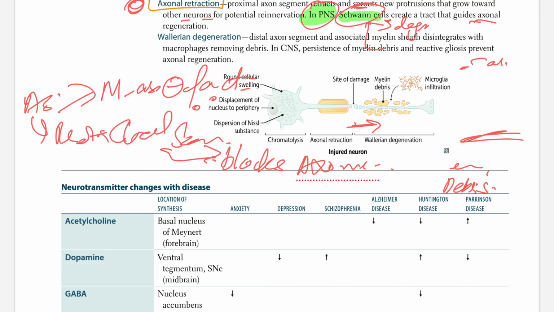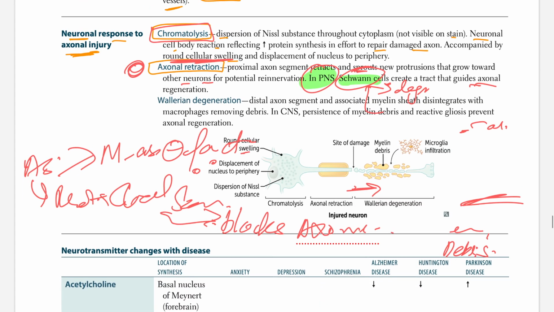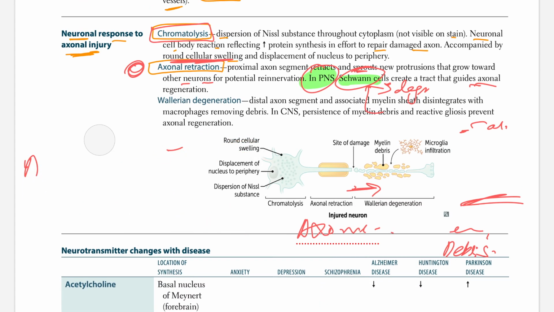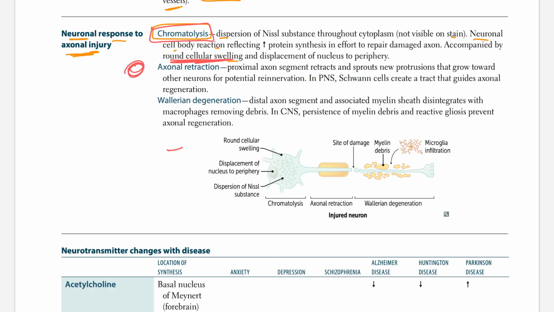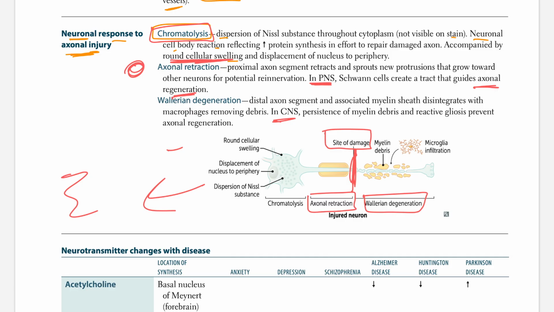We said at the site of a very high yield point, super high yield, let's say this is the injured neuron, right? This is the site of damage. At the site of damage, if the damage is in the PNS, we will go into axonal retraction. The axon will retract back, rebuild itself and regenerate. But if it is in the CNS, we will have Wallerian degeneration.